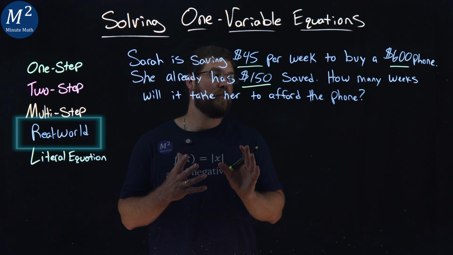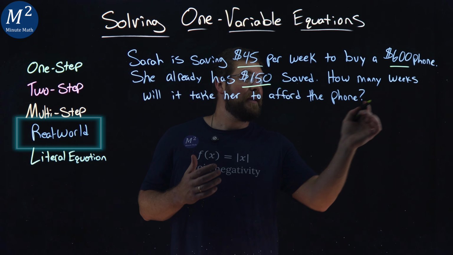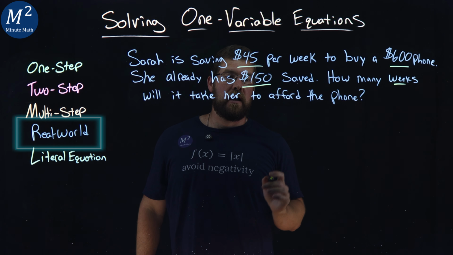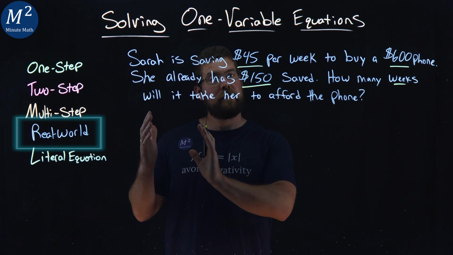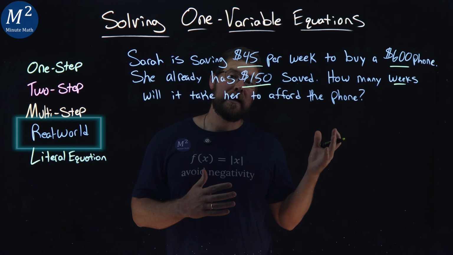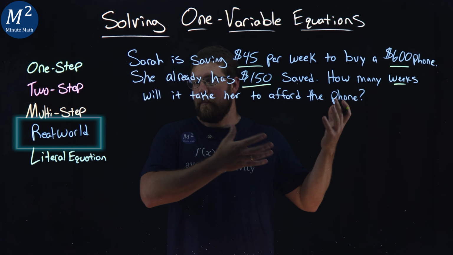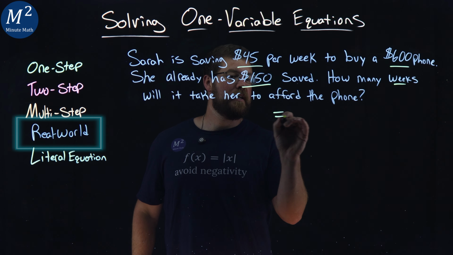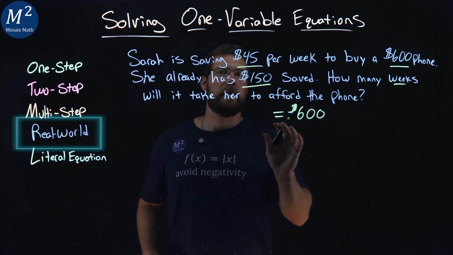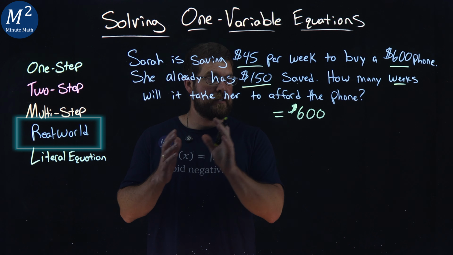Okay, so the goal is to see how many weeks it will take to afford the phone, which is $600. So we'll start on the left-hand side with the accumulation of how much money she saved, and the right-hand side is going to be, well, the amount she needs. All right, so the amount she needs on the right is that $600 for the phone. So she wants to save up there to get 600.